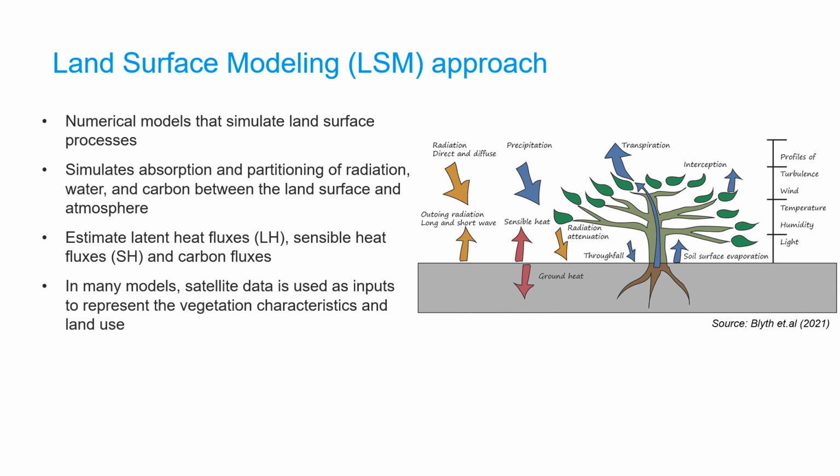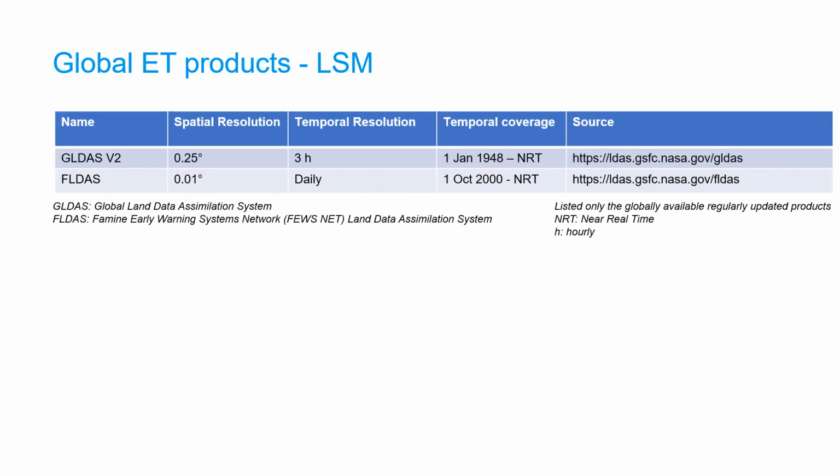In many of these models, in recent years, satellite data are used as inputs to represent the vegetation characteristics and land use. The table in this slide lists the two main land surface model based products which offer various global land surface variables including evapotranspiration. The spatial resolution and the temporal resolution at which these products are offered are listed here, including the web URL source where you can download these datasets.